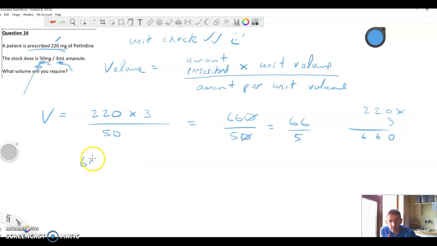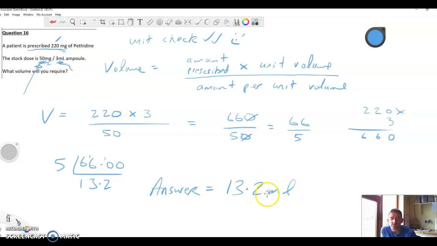And now we should be confident enough to divide 5 into 66. I'll add a decimal point and a couple of zeros in case things don't work out evenly. 5 into 6 goes once and 1 over. 5 into 16 goes 3 times, because 3 5s is 15, so we have 1 remainder that goes up here. The decimal point comes down now. 5 into 10 goes twice with no remainder. So we're done. The answer we've got here is 13.2 milliliters.